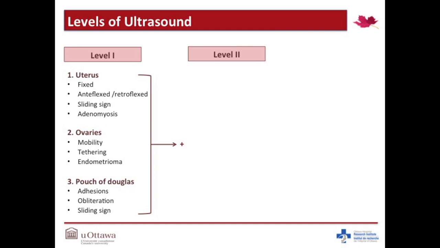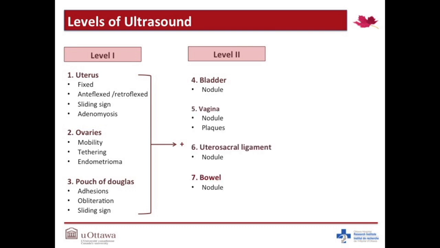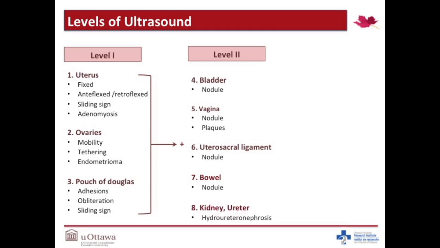is performed. In addition to the markers scanned at level 1, level 2 ultrasound involves assessment of bladder, vagina, uterosacral ligaments, and bowel to look for endometriotic nodules or plaques. It is also important to assess kidneys and ureter for hydroureteronephrosis, as ureteral involvement is often silent and may present as renal failure.